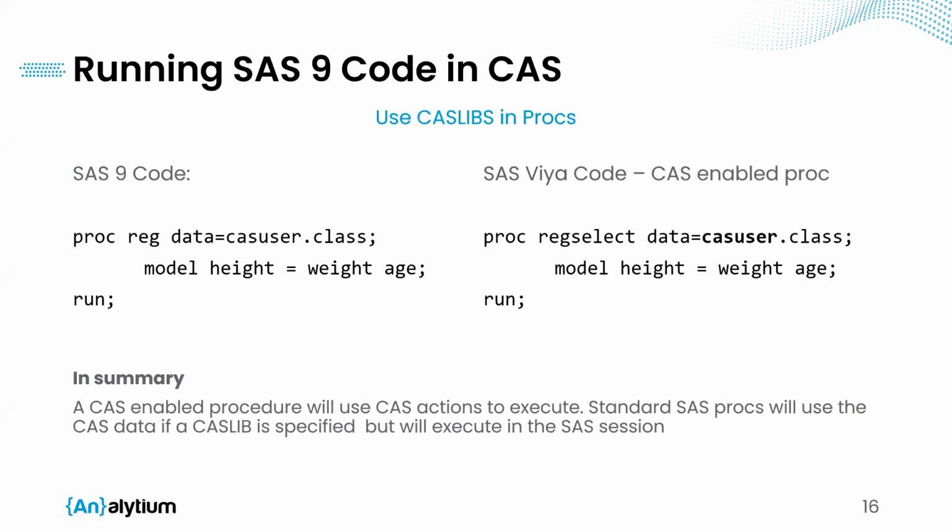There is also a SAS Viya code example here, which is a properly CAS enabled one. So it's using proc reg select, does the same thing. Standard procs will use the CAS data if a CAS lib is specified, but will execute in a SAS session. So that SAS9 code is actually going to execute on the SAS side, and though it will use the CAS data, it will actually be operating on the compute side. The SAS Viya code using reg select will actually execute directly in CAS.